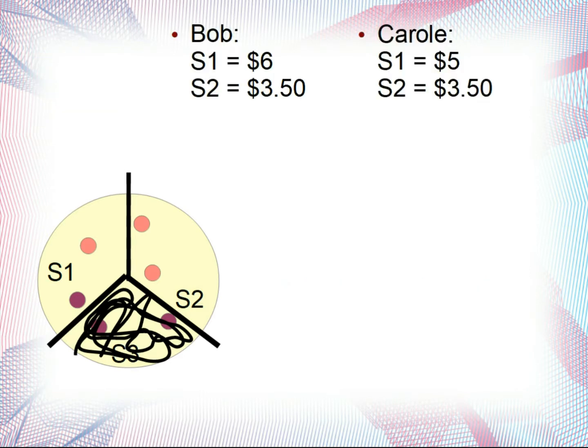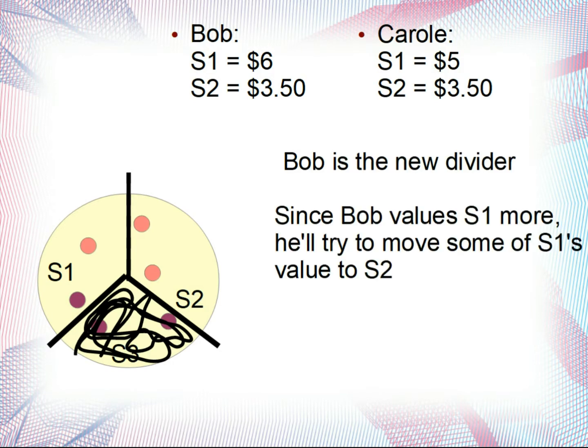So here's the information for our remaining 2 players. I removed slice 3 since it's gone, no one cares what it was worth before. So we're going to make Bob be the new divider. So since Bob values slice number 1 more, what he's going to do is try and move some of slice number 1's value onto slice number 2, because Bob will not have a choice as to which of these pieces he gets, so he needs to make them both even.